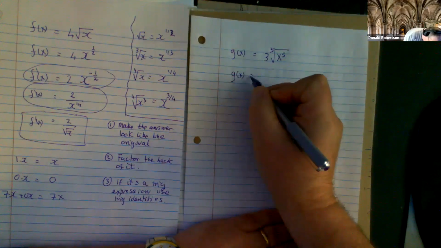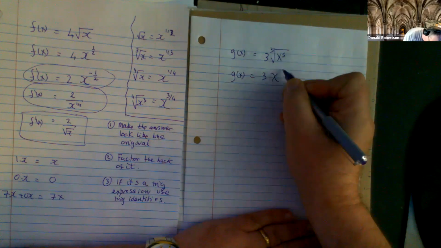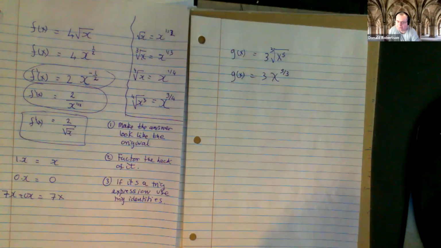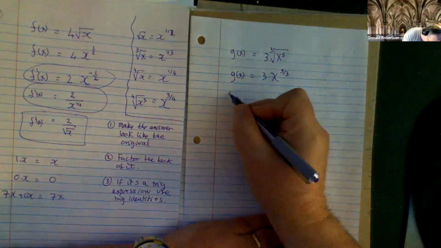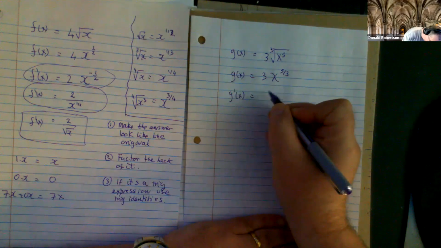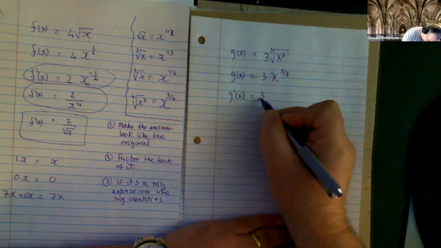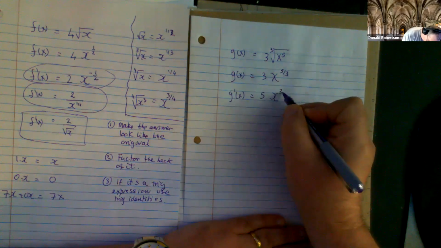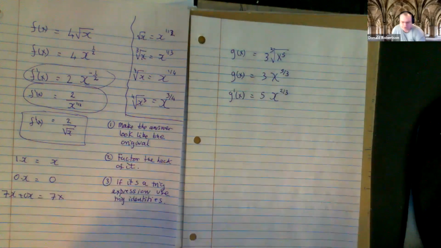First thing I'm going to do is rewrite it as a fractional power. And now I can differentiate. The power rule says multiply by the power. Well, that times that gets you 5. Reduce the power by 1. 5/3 take away 1 leaves you with 2/3.